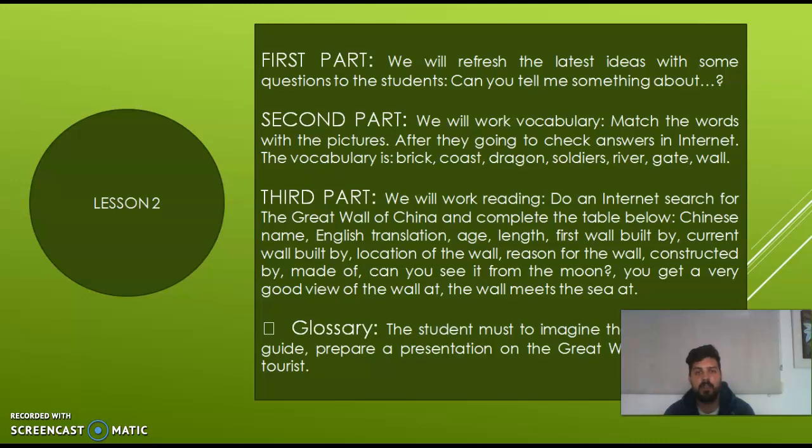In the third part, we will work on reading. Do an internet search for the Great Wall of China and complete the table below. Chinese name, English translation, age, first wall built by, made of, can you see it from the moon? You get a very good view of the wall. The wall meets the sea at.